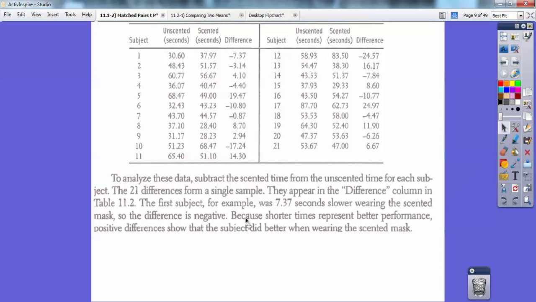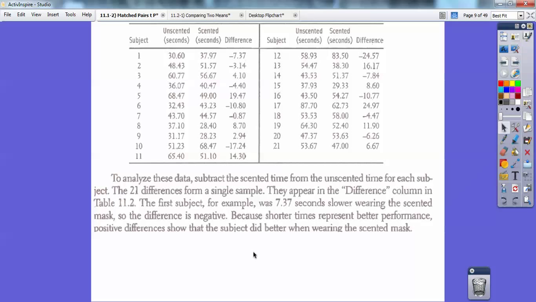So to analyze these data, you subtract the scent times, and they appear in the difference column. Okay, and the first subject, for example, was 7.3 seconds slower. Because the shorter times represent better performances, positive differences show that the subject did better when wearing a scented mask.